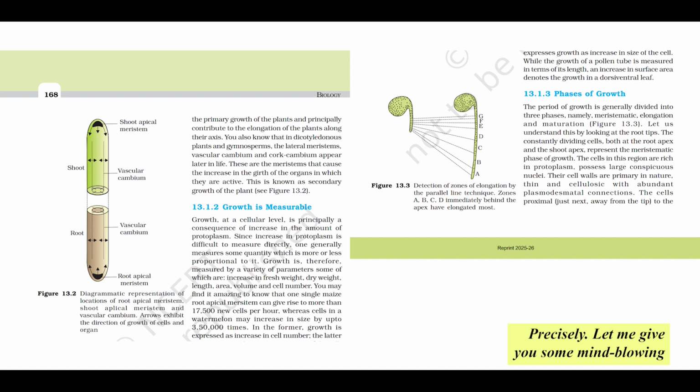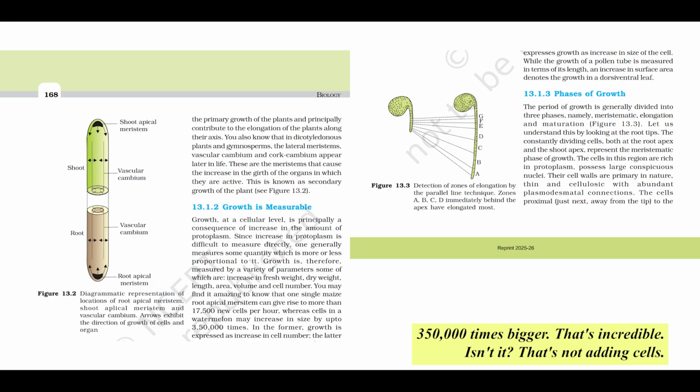Precisely. Let me give you some mind-blowing examples from your textbook. Consider a single maize root apical meristem, just the tip. It can produce more than 17,500 new cells per hour. Wow, per hour. Per hour. It's like a cellular assembly line going full speed. Here, growth is expressed as increase in cell number. Now, contrast that with a watermelon. The cells in a watermelon fruit can increase in size by up to 350,000 times. 350,000 times bigger. That's incredible.